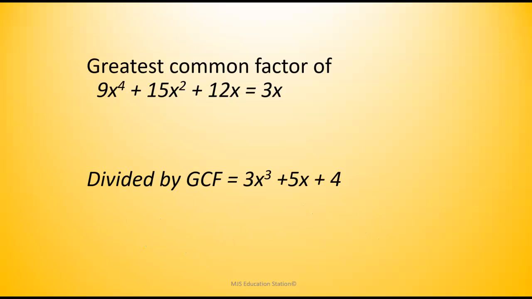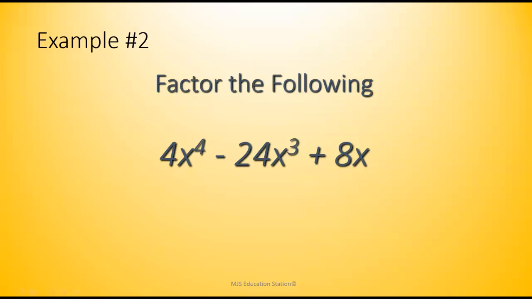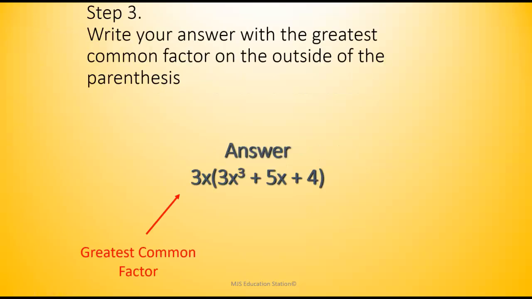And if you wanted to be able to check your steps, you would simply multiply that back out. So let me show you what that looks like right here. So again, what I was saying was you could multiply this back out using your exponent rule. So you could do 3x times 3x to the third, 3x times 5x, and then 3x times positive 4. And you would get back to your original equation. So let's do another example.